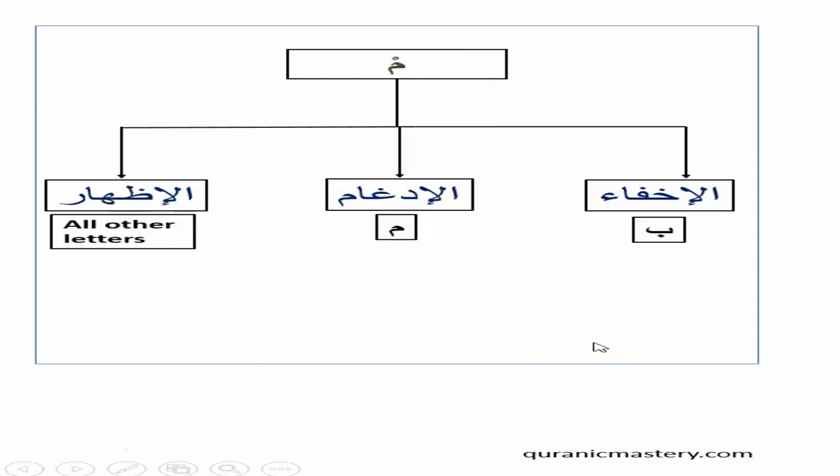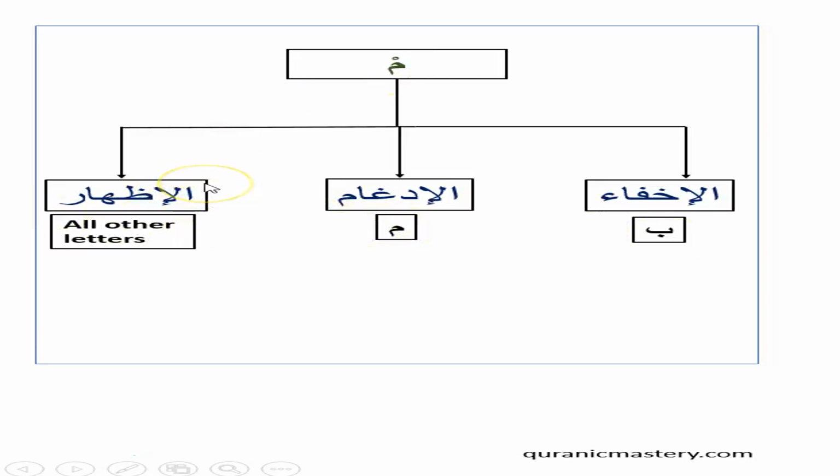Let's now have a look at the Meem. The Meem Saakin has 3 possibilities. The first possibility is Al-Ikhfa, and Al-Ikhfa happens when the ba occurs after the Meem Saakin, because of course there's Ikhfa Meem Shafawi. The second possibility is Al-Idgham, and that's obviously Al-Idgham al-mutamathilan bil-ghunna, the Meem going into the Meem. And the third possibility is Al-Idhar, and that happens when Meem Saakin occurs and any of the other letters other than these two occur.